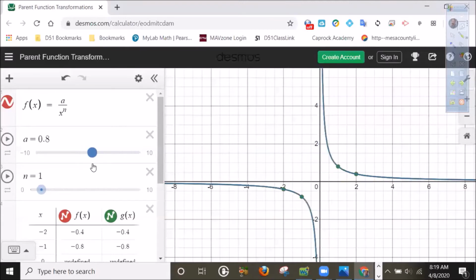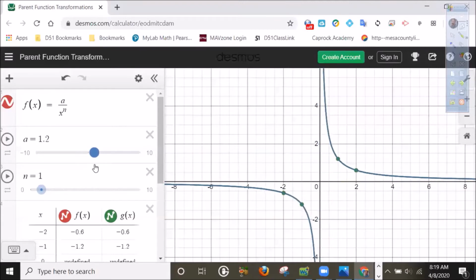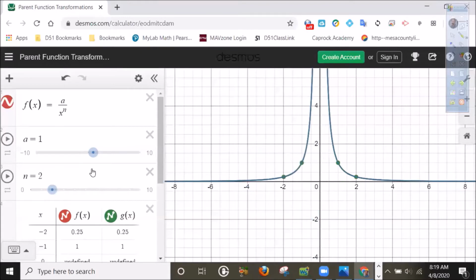So let me reset this as 1 over x again. And let's try changing the power of x. So we see what 1 over x to the first looks like. What does 1 over x squared look like? Here's the graph of 1 over x squared. Notice that this time both branches have positive y values only. Well, that's because I'm dividing by an x squared. x squared can only produce positive values.